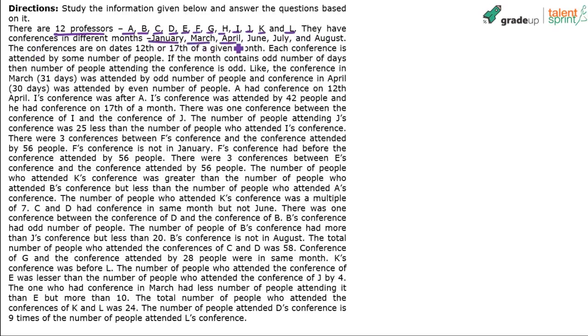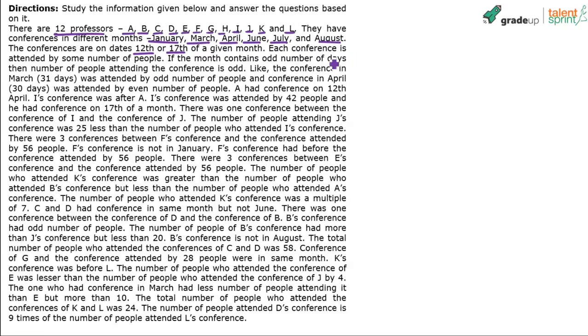Now, what are the months? Jan, March, April, June, July, and August. 6 different months. The conferences are on dates 12th or 17th of a given month. So, understand, each month has 2 dates, 12th or 17th. So, 6 months, 2 dates per month, which means a total of 12 slots. We have 12 professors, right? So, each professor has his own slot. 12 professors and 12 slots. So basically we have to arrange these 12 professors in these 12 slots.